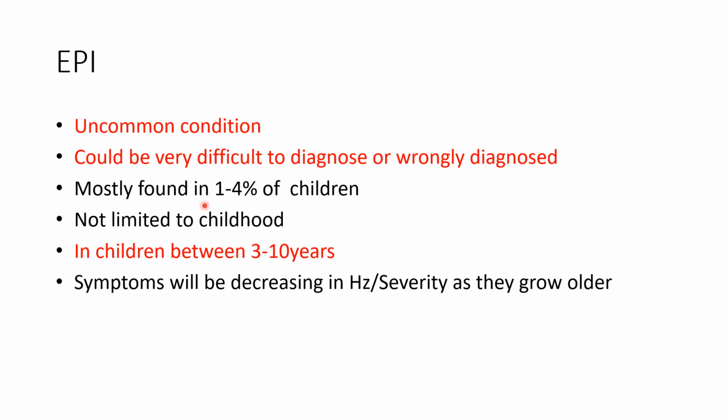It is mostly found in 1 to 4% of children, but it's not limited to childhood. It is mostly going to occur in children between ages 3 to 10. Some literature will put it as 3 to 10, some will put it 7 to 10. Either way, after the third birthday, there may be a problem. Symptoms will decrease in frequency and severity as those children grow older. So the older they become, the less the frequency and severity of abdominal migraine attacks.